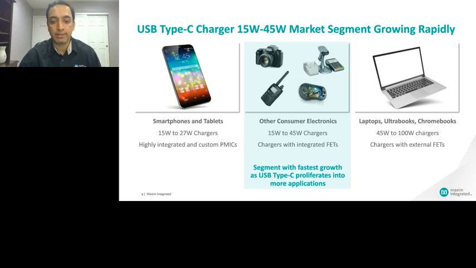But it also likes the advantage of USB Type-C because the power levels are not low enough that you can use the legacy standard anymore. And plus, USB Type-C, with its convenience of the reversible plug, is an ideal solution for this segment. And this is the reason why we see the fastest growth for USB Type-C in this particular segment.